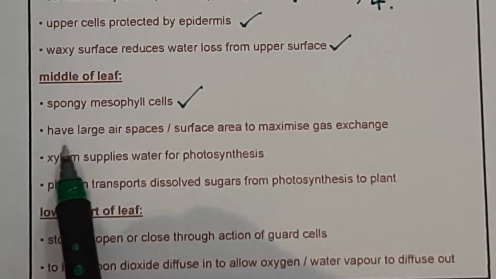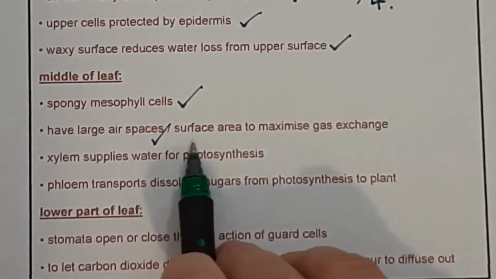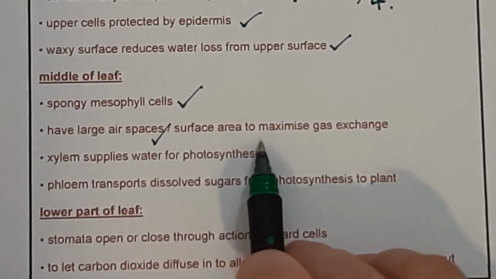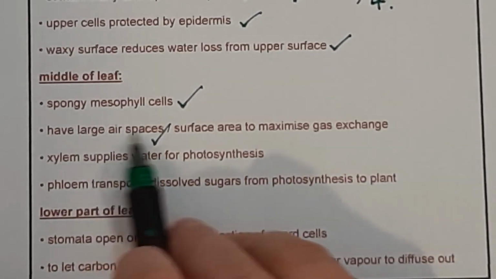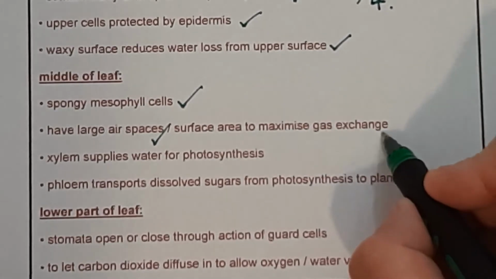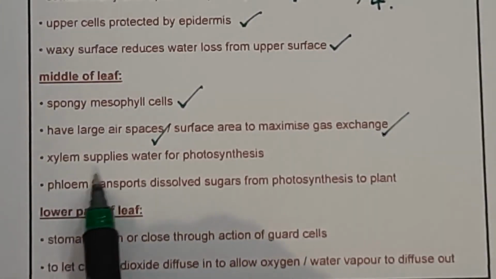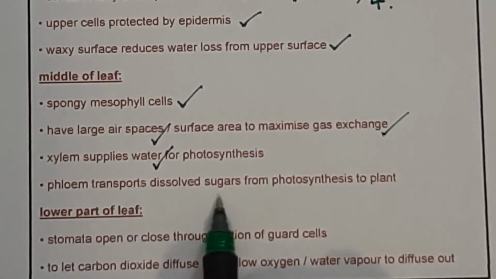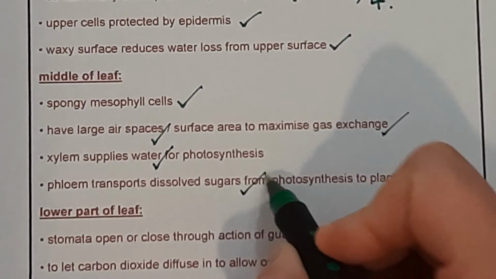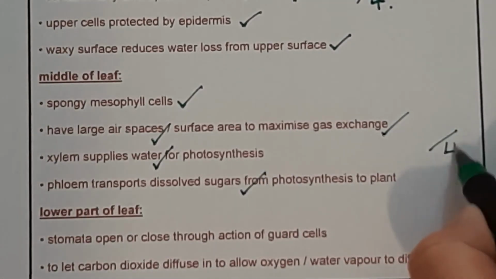Now there are large air spaces, that's worth a mark, or there's a large surface area, and that's to maximise gas exchange, or to allow for gas exchange. So anything around the idea of large air spaces or a big surface area for gas exchange, that's great. Now the xylem supplies water, and the phloem transports sugars. Okay, so that's a maximum of 4.